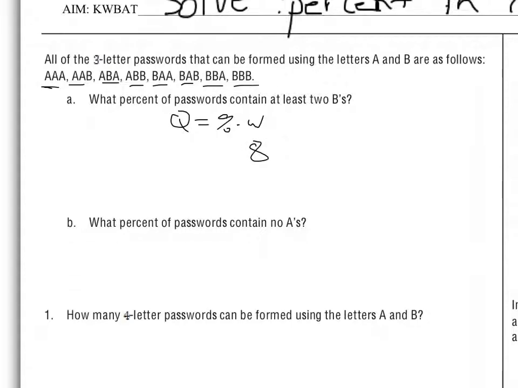And we're looking at our quantity and how many of them contain at least 2 B's. So that's 1, 2, 3, 4. So 4 is equal to percent of 8. Divided by 8, we have 4 out of 8, which is 1/2 or 50%.